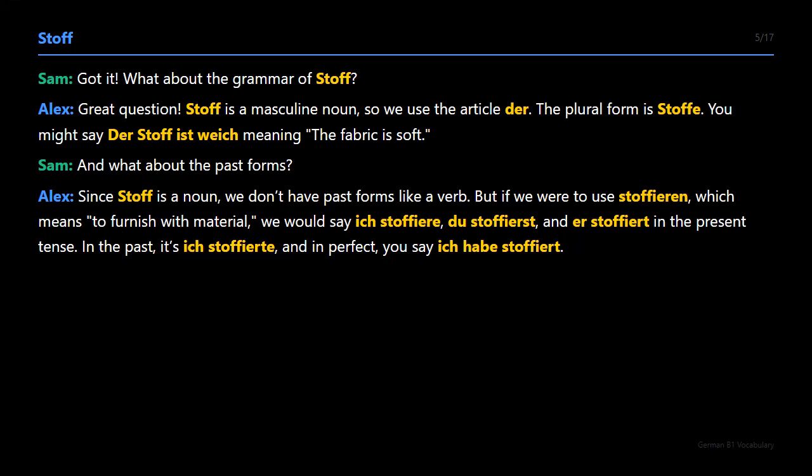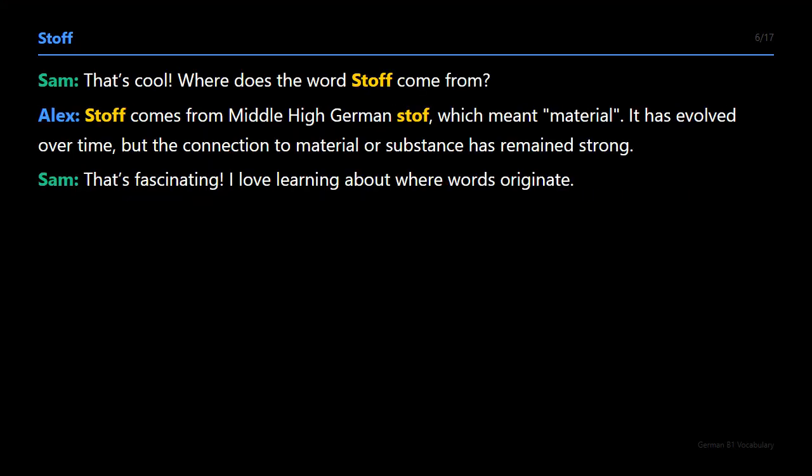That's cool. Where does the word Stoff come from? Stoff comes from Middle High German, Stoff, which meant material. It has evolved over time, but the connection to material or substance has remained strong. That's fascinating. I love learning about where words originate.